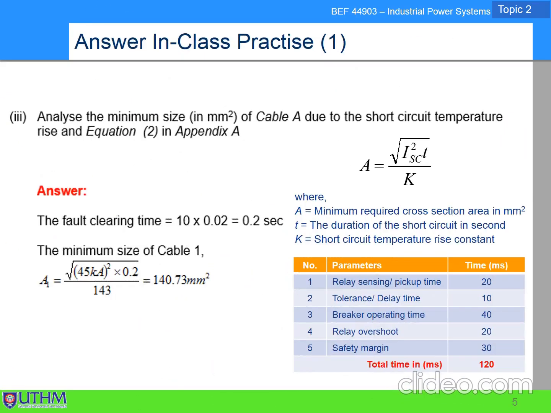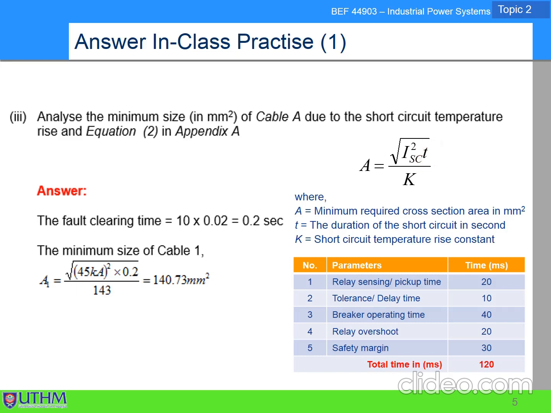Next, the answer for question number 3: analyze the minimum size in mm squared of cable A. To solve this question, we use this equation, where A is the minimum required cross-section area in mm squared. We already know I short circuit from question number 2 and the K value from question number 1. But we have to know what T is.